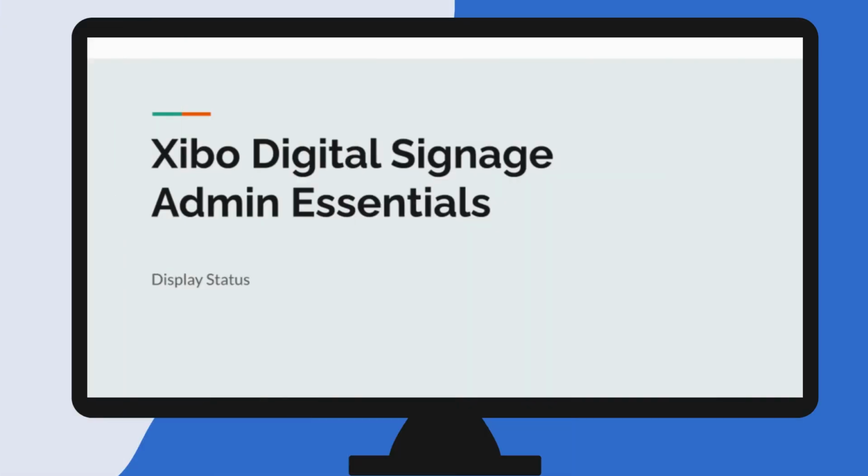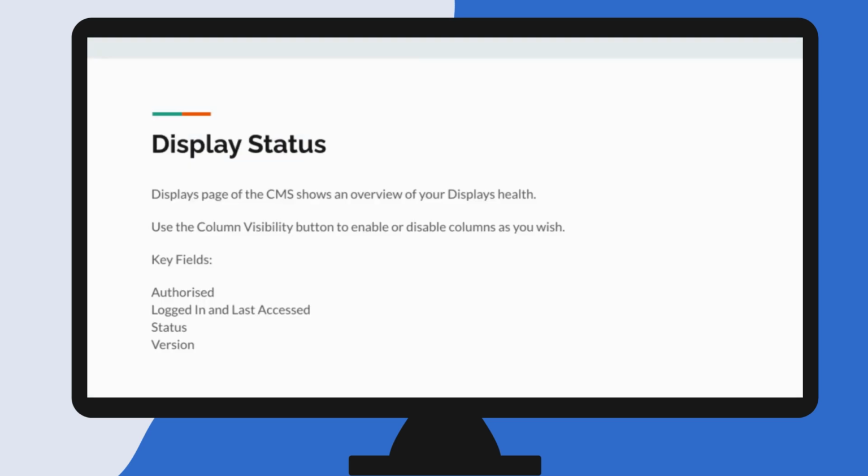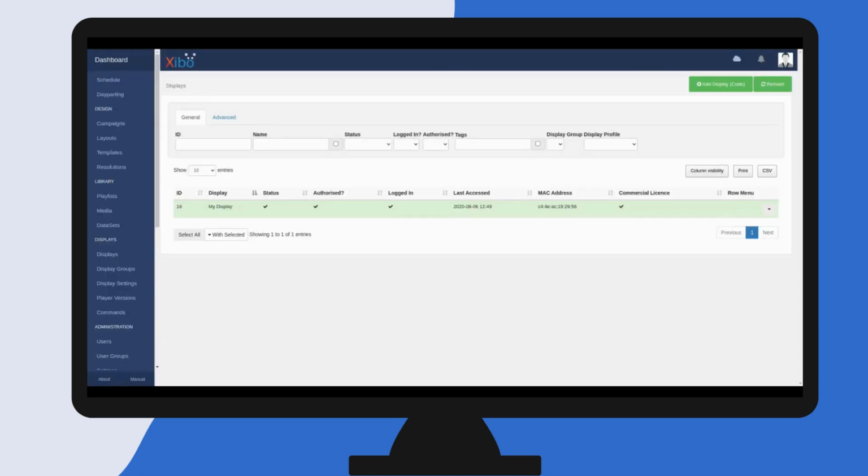In this lecture we're going to be looking at display status. As an administrator of a digital signage network, one of your key concerns will be the health of all your players. In Zebo you can see an overview of your player health on the displays page.